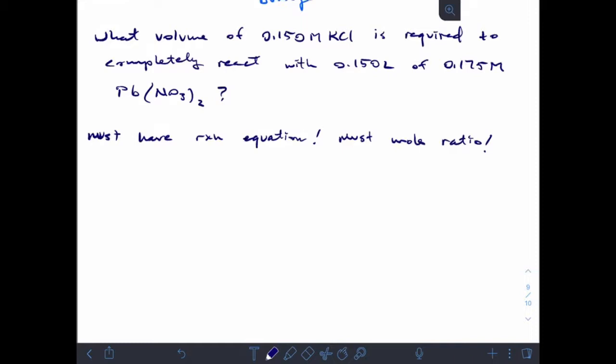Right, so we're given that we have a solution of potassium chloride, aqueous, that says AQ there. I warned you that my handwriting would be a little sketchy. And we're going to react it with some lead nitrate solution.